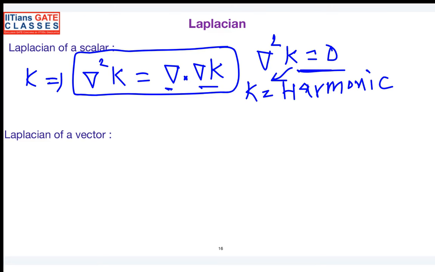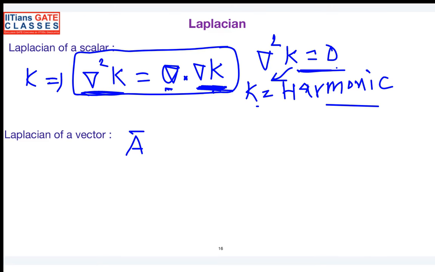And the next one is the Laplacian of a vector. Suppose we have a vector A bar. The Laplacian of a vector is given by del squared A equals gradient of divergence of A minus curl of curl of A, the double curl of A. This is a well-known vector identity which we are going to use in electromagnetic wave propagation.